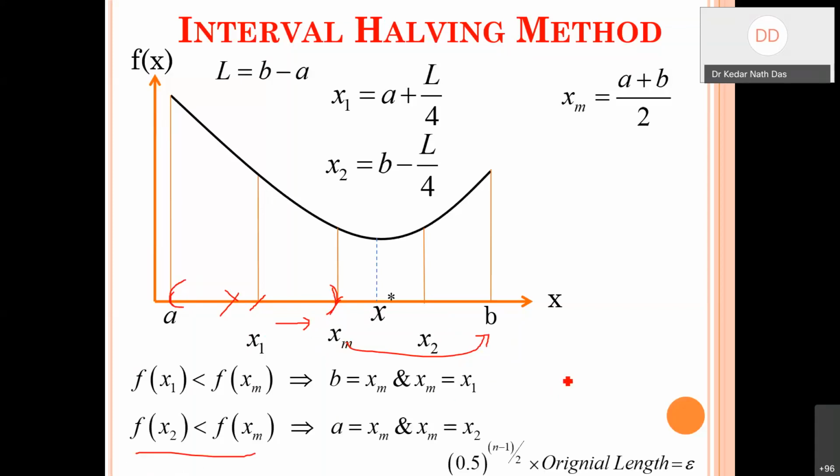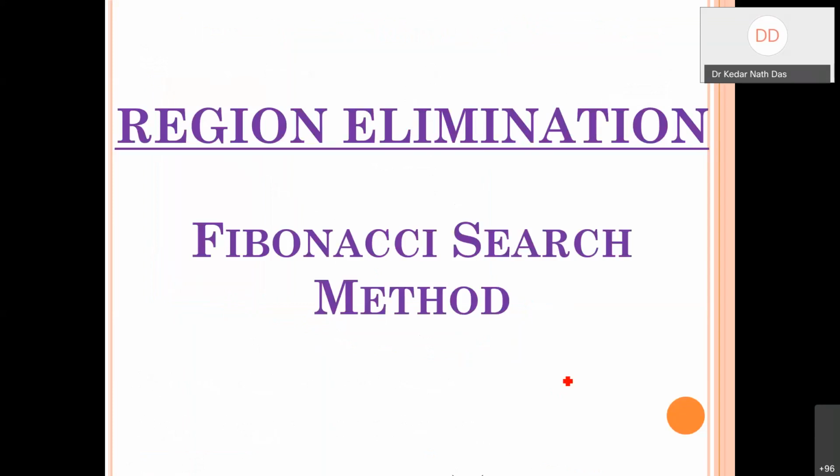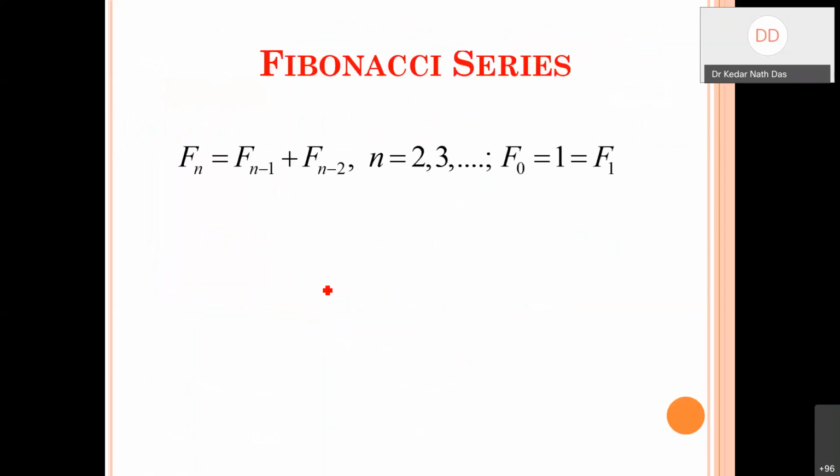Now we can go for the other method, called the Fibonacci search method, which is quite interesting, where you have a Fibonacci series in this way: Fn is equal to Fn minus 1 plus Fn minus 2, where n starts from 2. Of course, F0 and F1 both are 1. So we start with 1: F0 is 1, then F1 is again 1, and F2 is the sum of F0 and F1.